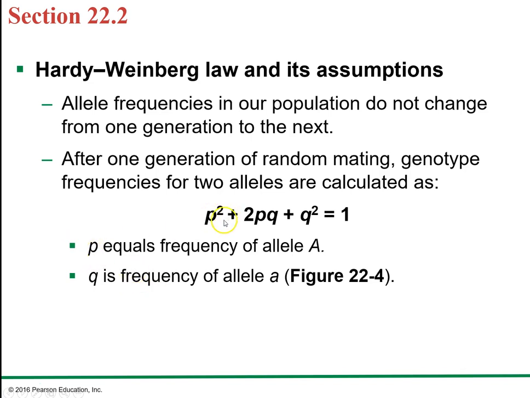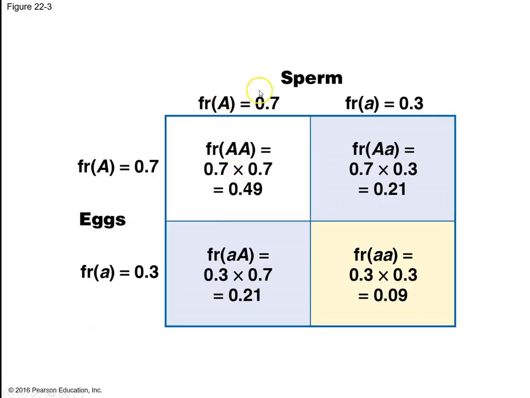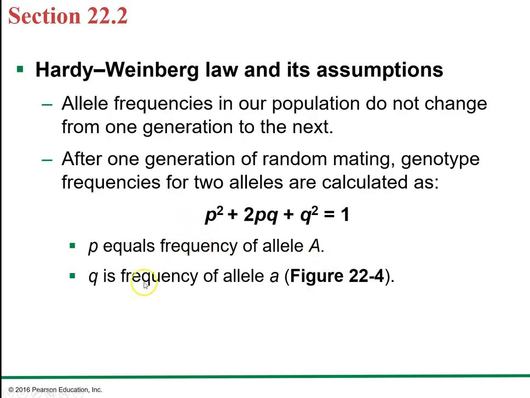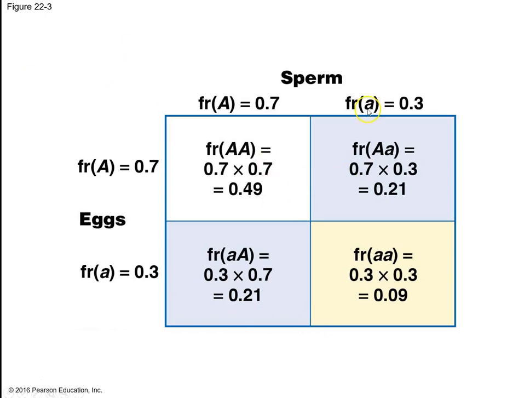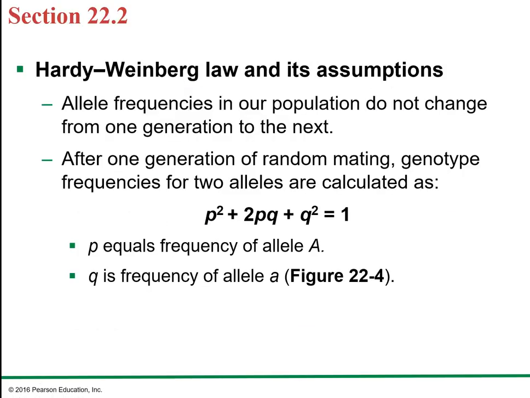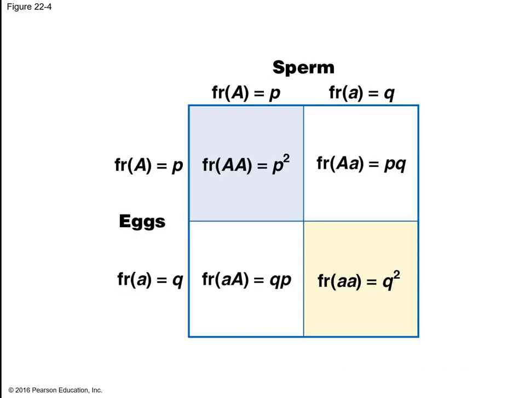So if you want to now add letters to what we just did with numbers, lowercase p will equal the frequency of the dominant allele. So if we go back, the frequency of the dominant allele, 0.7, is equal to p. q is the frequency of the recessive allele, which is 0.3. Now, instead of using numbers like we did in that last example, we put the letters corresponding to them here. This is what we come up with.